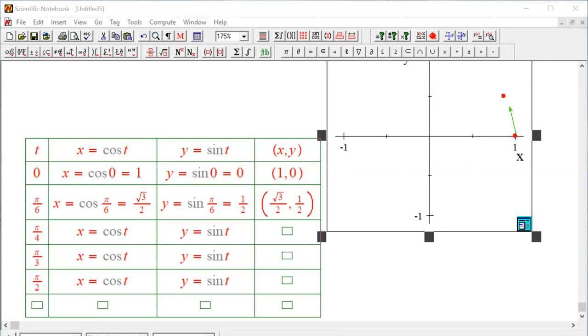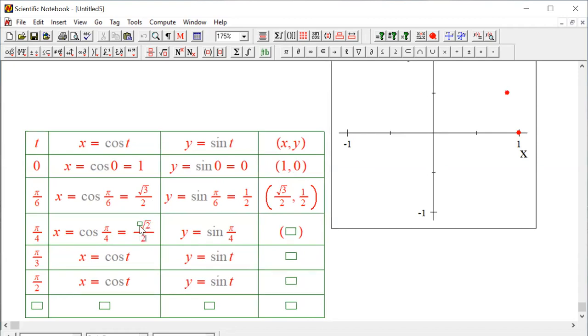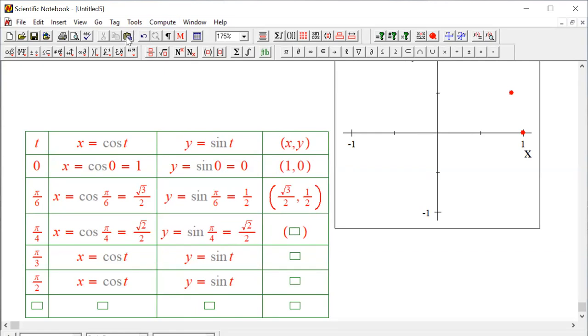So let's take the opportunity to plot the points in the first quadrant, right? Pi over 4. You may like to pause and do your own, and then come back to see if you get the same answer. Maybe I made a mistake, right? If I made a mistake, please let me know.